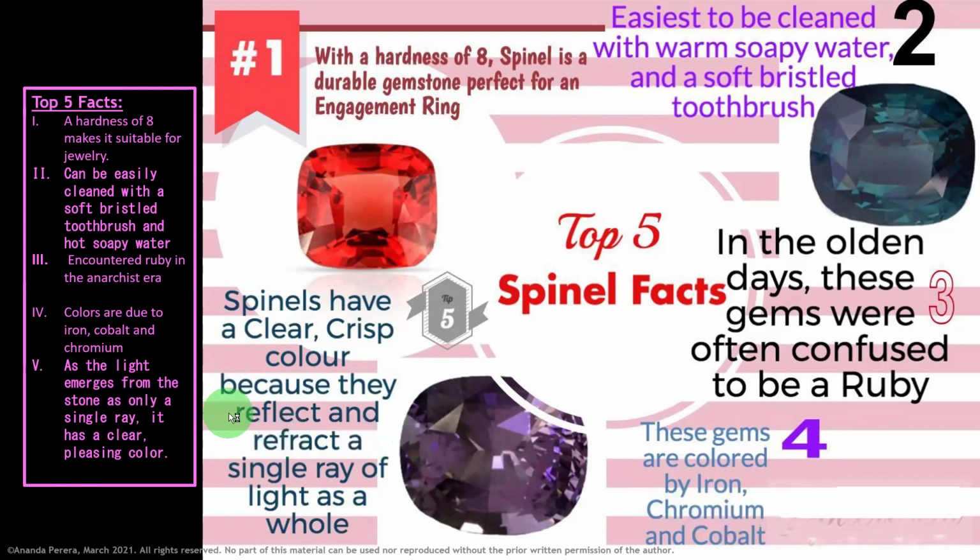So, number 5 is spinels have a clear, crisp color because they reflect and refract a single ray of light as a whole. You know the meaning of reflect and refract. So the spinel is a single refractive stone, not double refractive. As the light emerges from the stone as only a single ray, it has a clear, pleasing color. These are the top 5 facts of spinels.